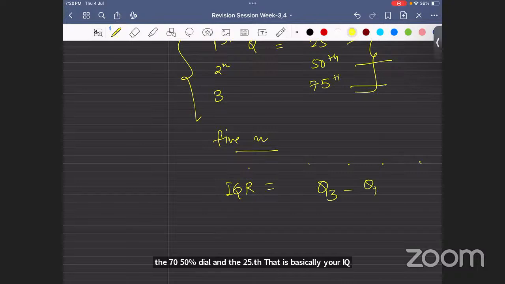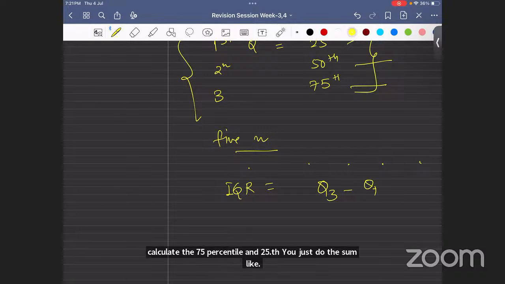So the only thing that we should know for the exam is how to calculate the percentile. If you are asked to calculate the 25th percentile or 50th percentile or 75th percentile, you should know how to calculate those things. And maybe they can ask you for the value of the IQR. If you are able to calculate the 75th percentile and 25th percentile, you just subtract them and you will get the IQR value.